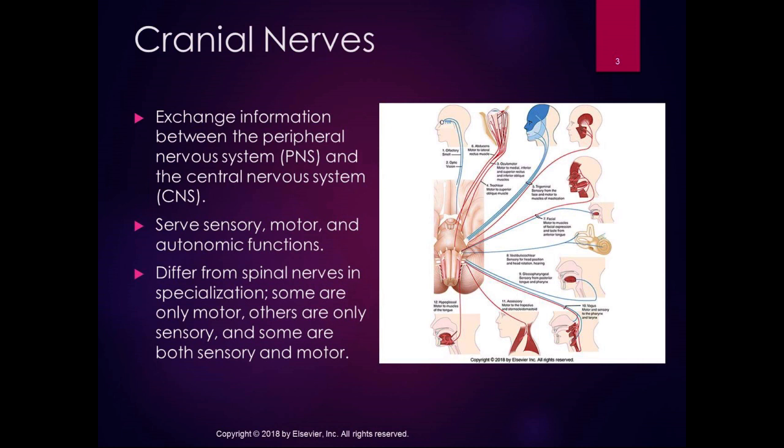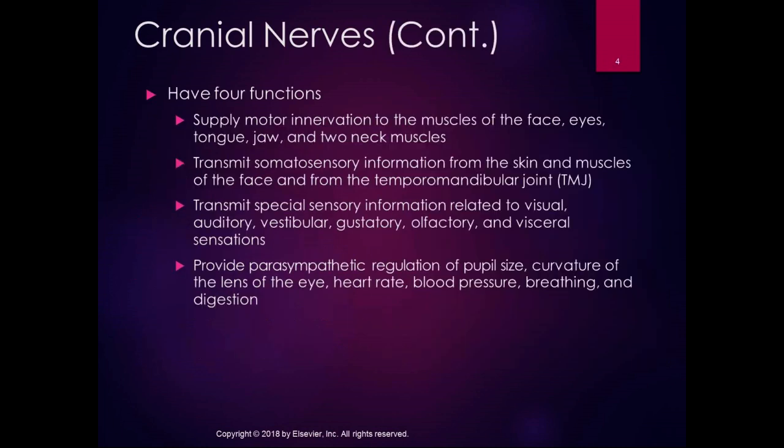So those particular sensory nerves, some of them we will discuss, some of them we will not. Of course, we're not going to discuss anything having to do with gustation, which is taste, because, again, we don't do therapy on taste. So the cranial nerves basically have 4 functions. They supply motor innervation to the muscles of the face, eyes, tongue, jaw, and those 2 neck muscles, the upper trapezius and the sternocleidomastoid.